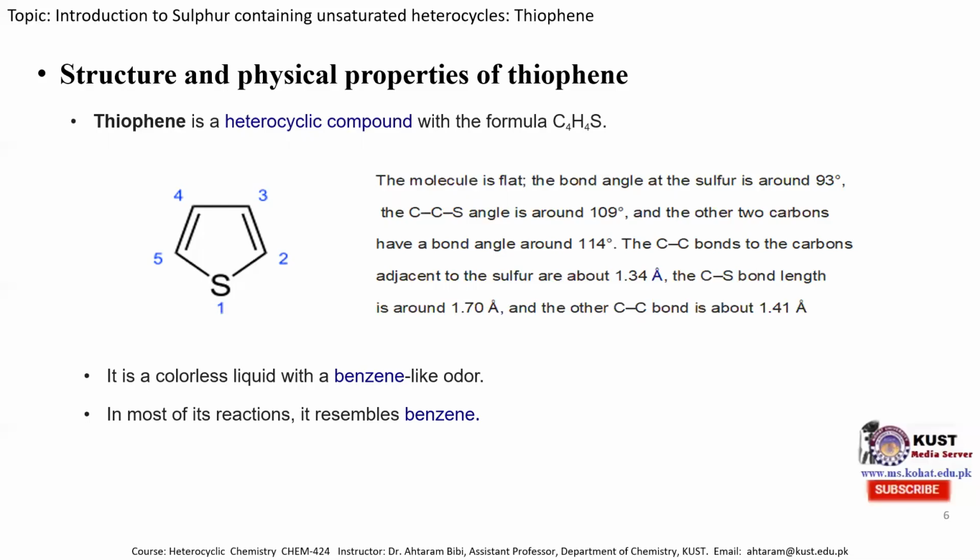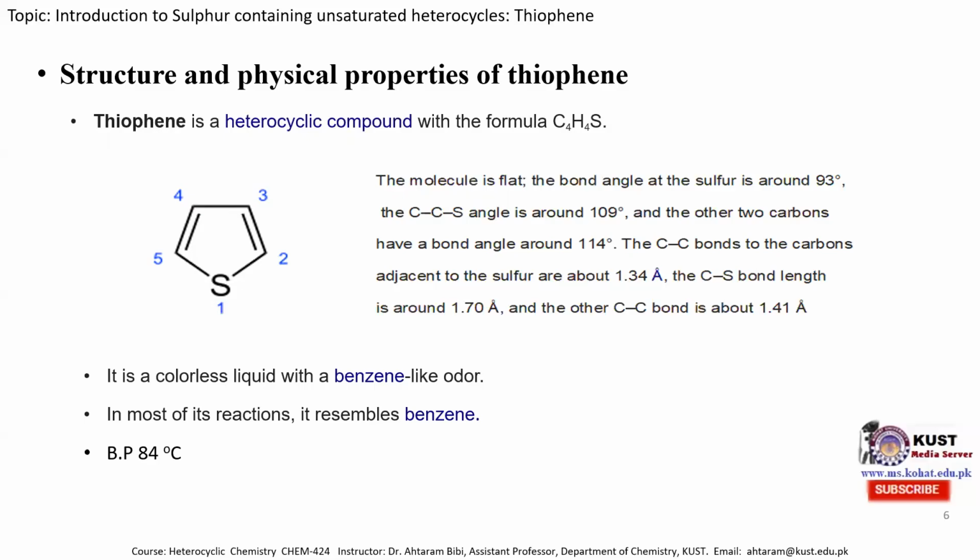As benzene is aromatic and consists of 6 pi electrons, this thiophene molecule is also aromatic. It consists of 6 pi electrons and is a planar molecule. So its electrophilic substitution reactions resemble those of benzene.